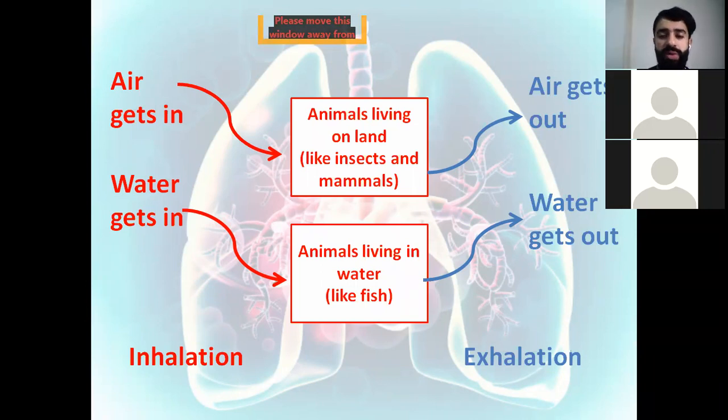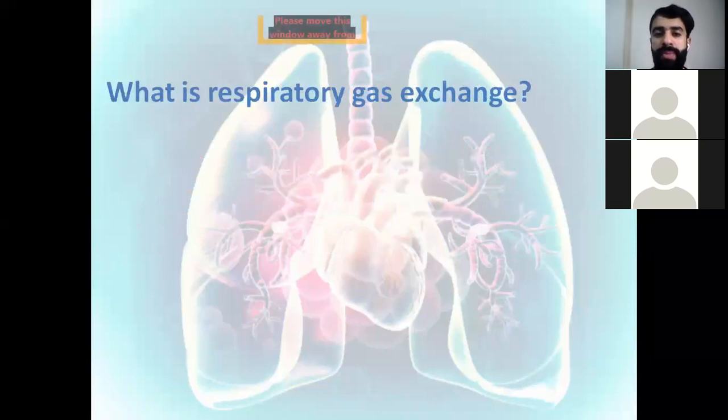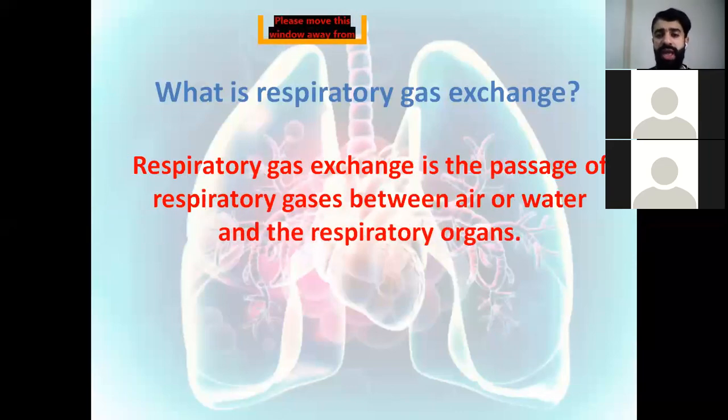So let's move now to when animals or plants respire, what happens to the air or water? What do they absorb and what do they release? So here we are going to talk about the respiratory gas exchange. Respiratory gas exchange is the passage of respiratory gases between air or water, so air for animals living on land, water for animals living in water, and their different respiratory organs.